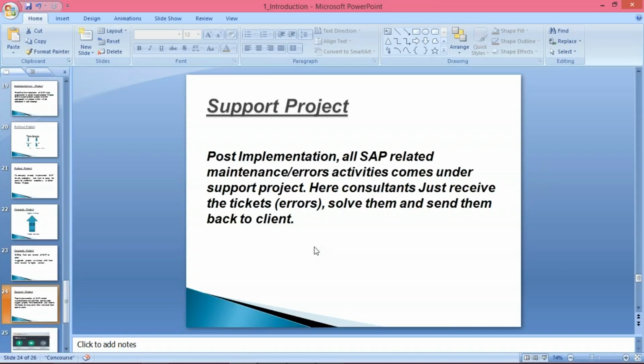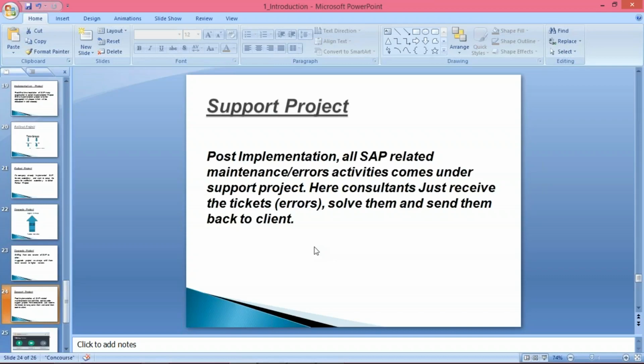So these are the four types of projects, guys: implementation, rollout, upgrade, and support. These are the four kinds of projects in SAP, and most likely, once you get placement and become a consultant, there is a 90 to 95% chance that you will be part of a support project, because the number of support projects is much higher compared to implementation or rollout. So most likely you are going to be part of a support project itself.